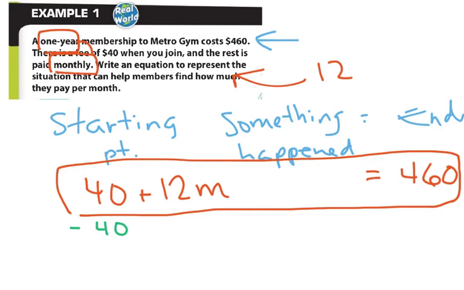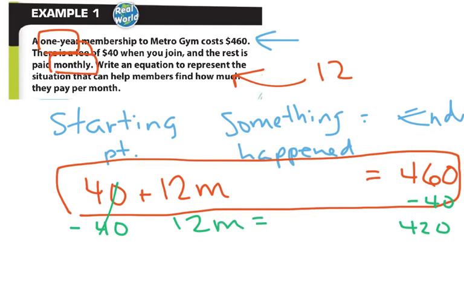I have to get rid of that 40, and whatever I do to one side, I have to do to the other side. And so these two cancel out. That becomes 0. And over here, I have 420. And then I'm left with 12m equals 420, right?